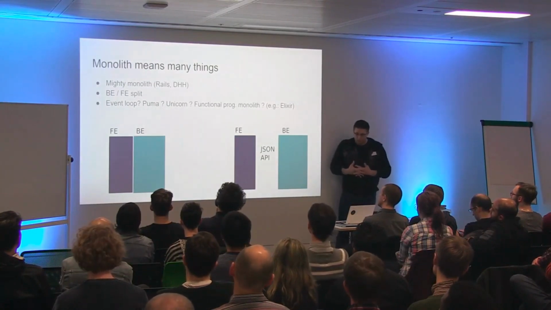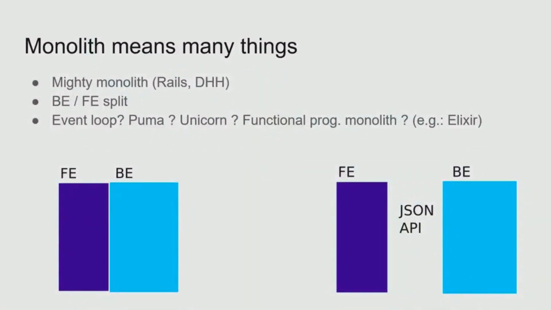Now when it comes to Monolith, that may mean lots of things. What are we really talking about? Is it like a back-end front-end split, and in between there is some JSON API, or is it just a mighty monolith as proposed by DHH and Basecamp, where the backend is rendering the front-end and there are just some sprinkles of JavaScript around it?